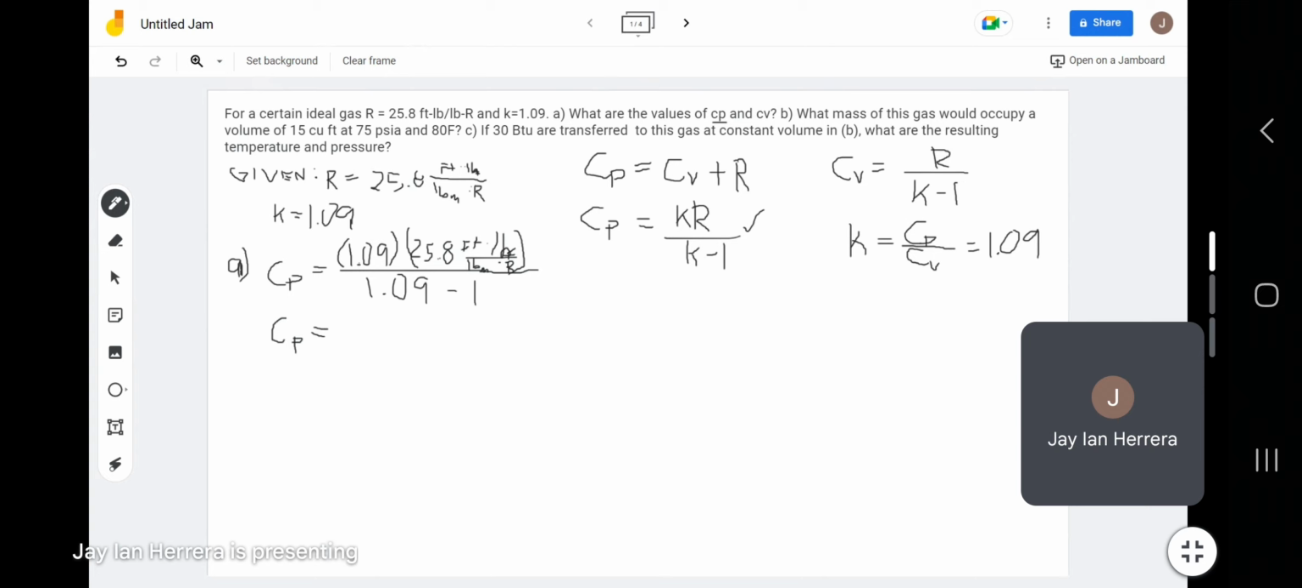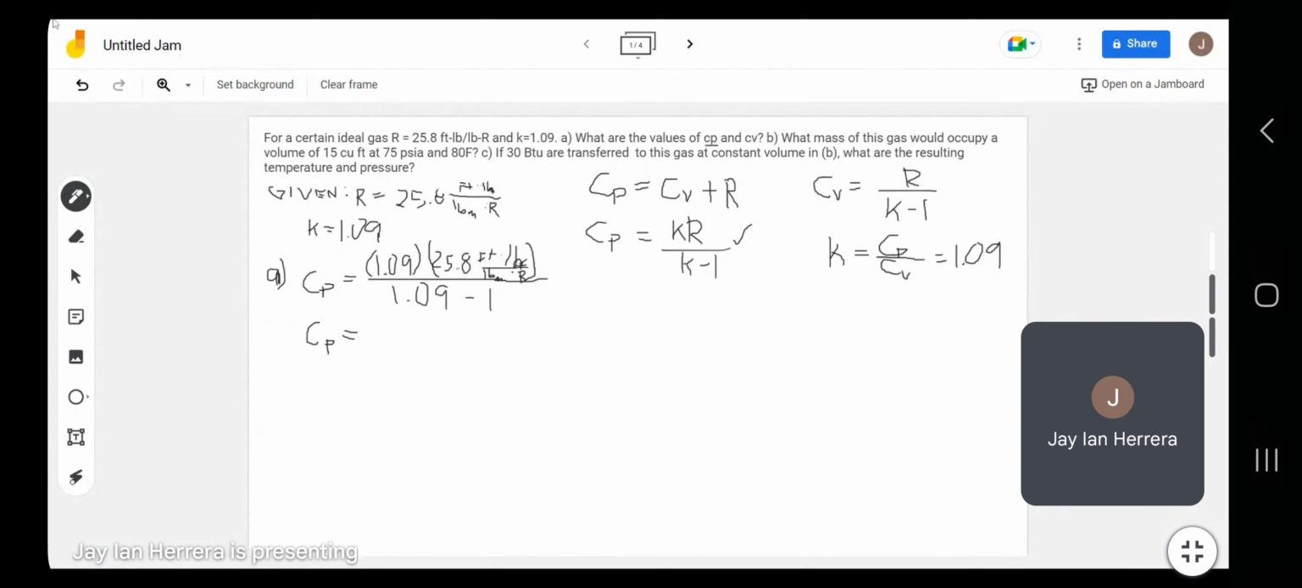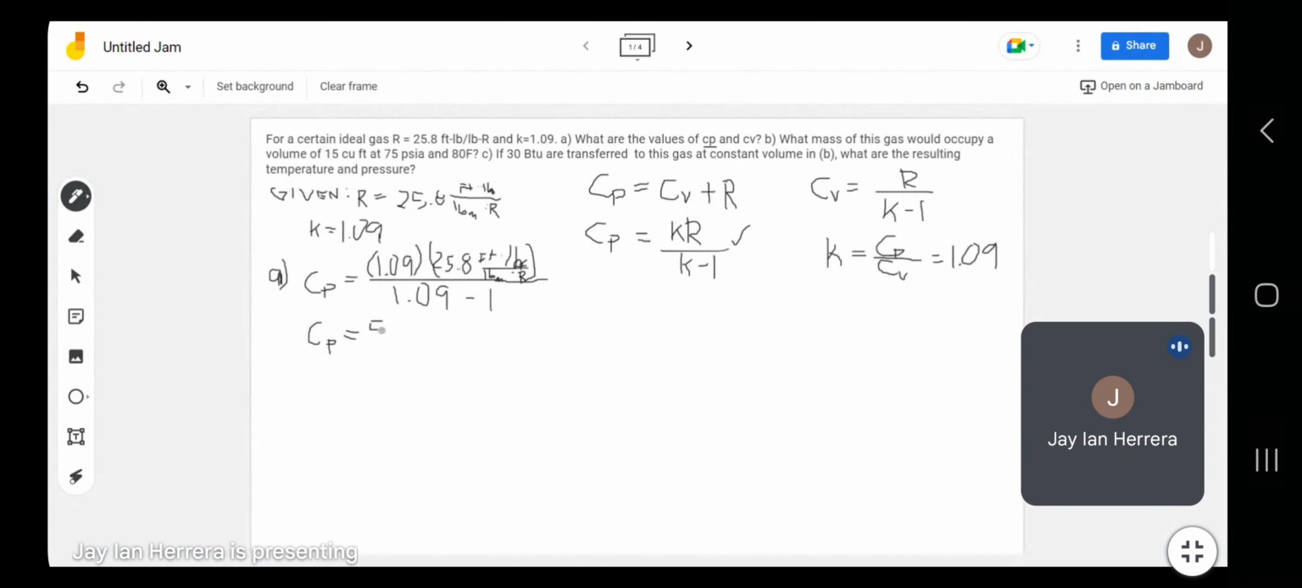Can somebody dictate? Hello? 54.4667. So that is 54 point... Okay, ulit nga. 4667, and foot-pound force per pound mass. Okay.